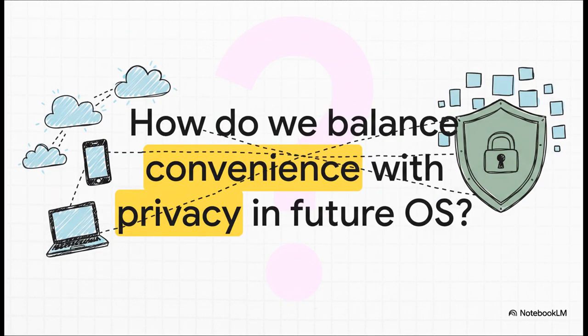And that brings us to the final and maybe the most important question of all. As our operating systems get smarter, more automated, and more tied into the cloud, they're going to be incredibly convenient. But they're also going to know more about us than ever before. So how do we find the balance between all that amazing convenience and our fundamental right to privacy? That's the real challenge for the next generation of computing.